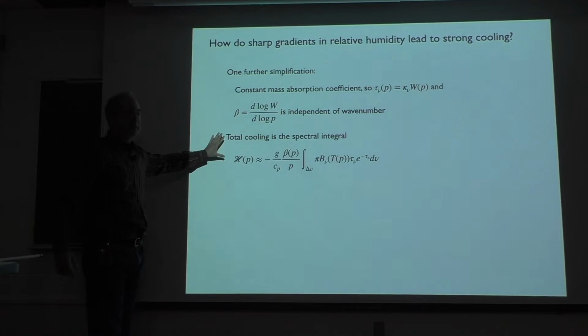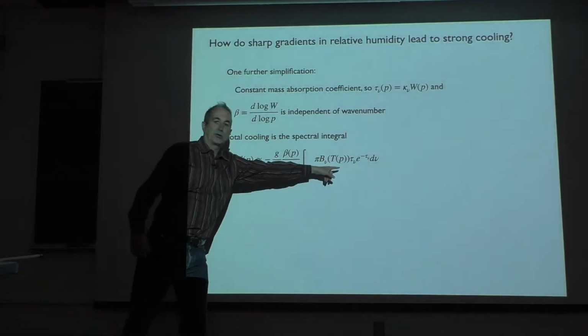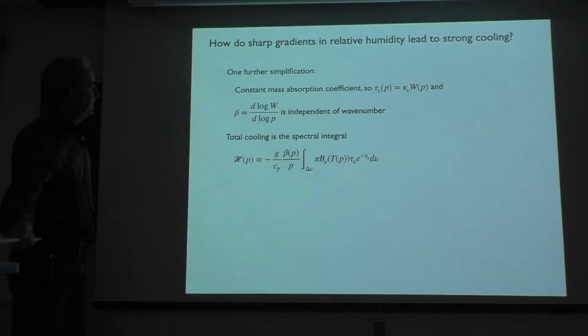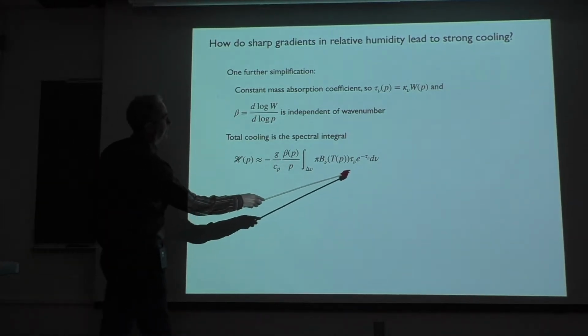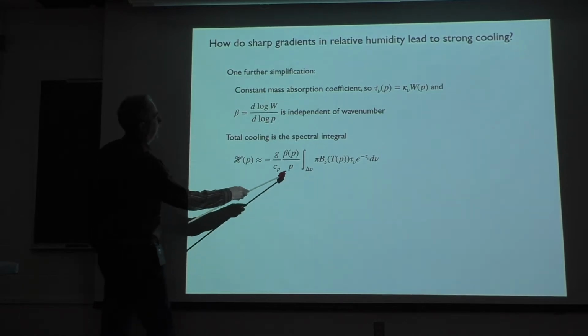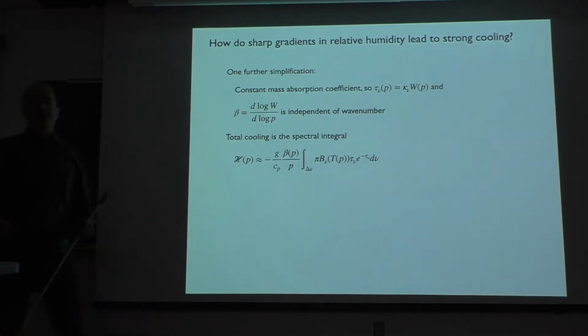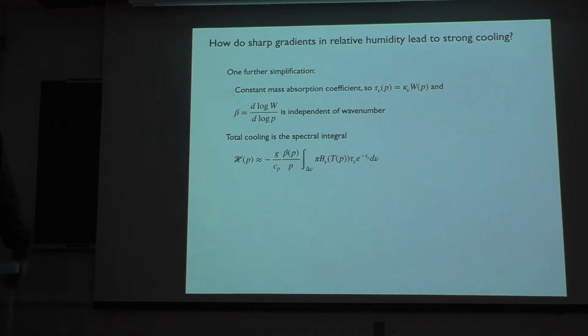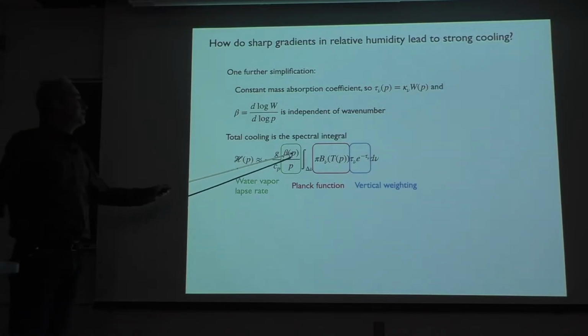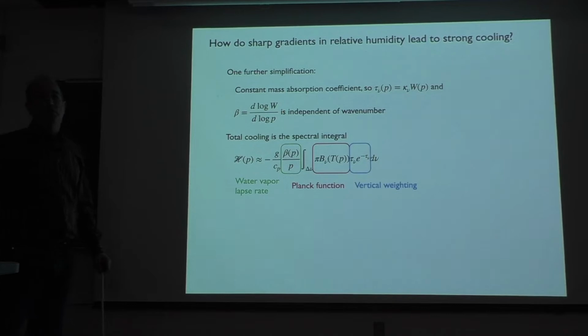And then there's just this definition that says that the total cooling is going to be the spectral integral that has these three terms in it. There's the black body emission, there's that vertical weighting function, and there's this beta, where now I'm saying that the lapse rate can vary with height. Planck function, vertical weighting function, height-dependent water vapor lapse rate. Maybe I would just point out to you here that if you have constant relative humidity, this beta is also constant.